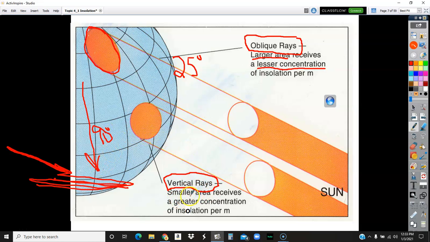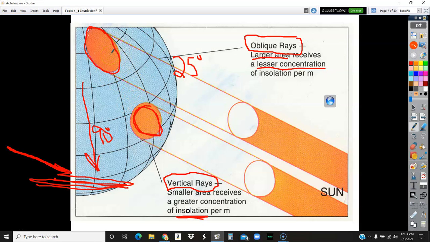See, it says here, smaller area receives a greater concentration of insolation. Again, sunlight is insolation. So notice the circle here. Up here, it was spread out. Here, it's a much more concentrated, smaller circle, which means you're going to create a much more intense temperature, right? That's your summer. And so depending on the season will depend on what rays we get.